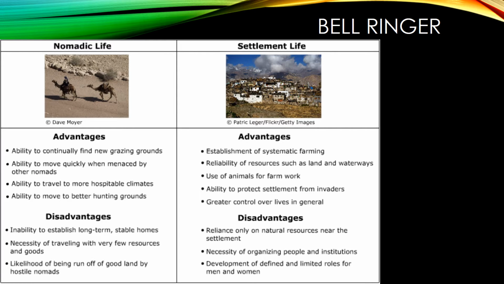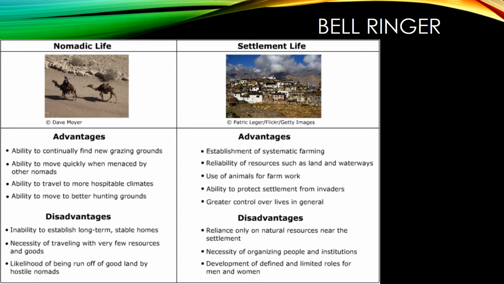Okay, so here's our bell ringer for the day. Let's look at nomadic life first. The advantages of nomadic life. The ability to continually find new grazing grounds. So there's always somewhere, if the crops, the food sources that the animals eat, disappear, you can always find new grazing grounds. So that was an advantage.